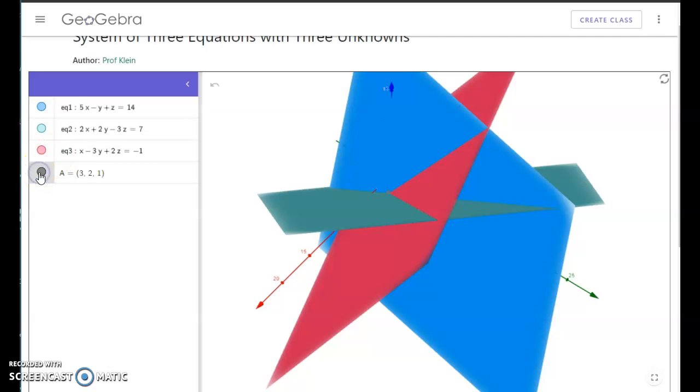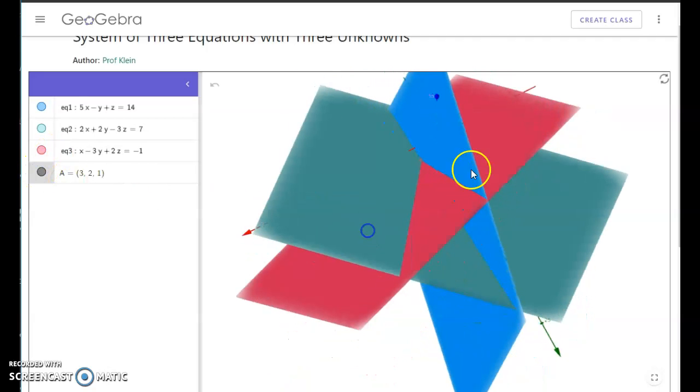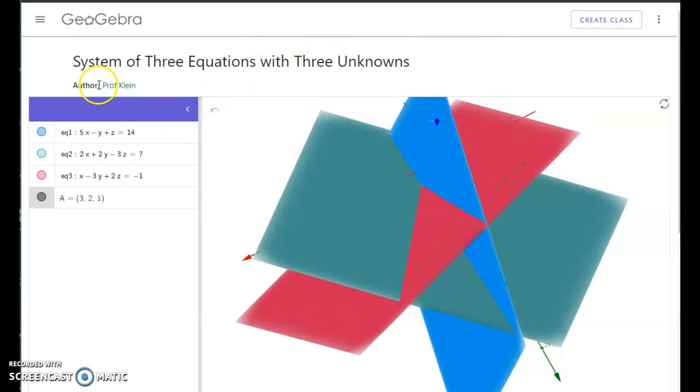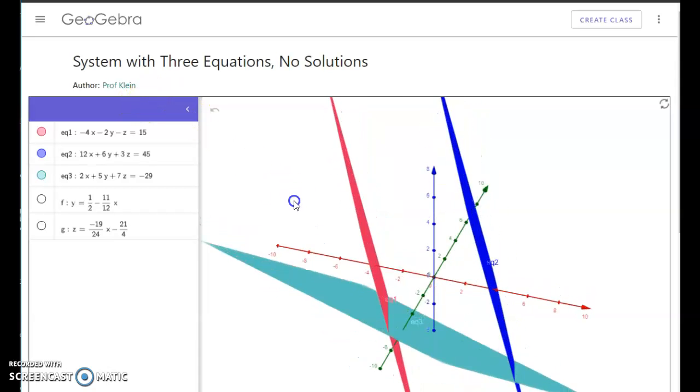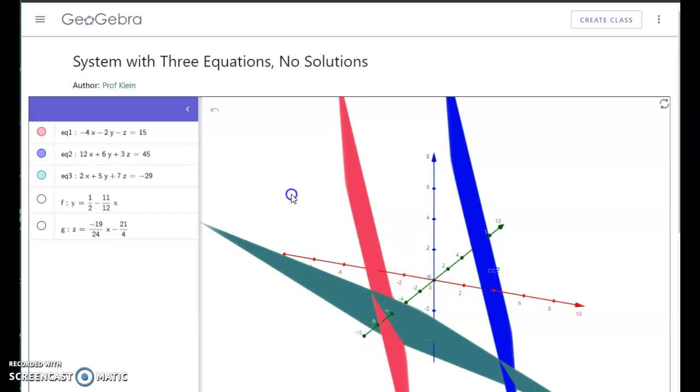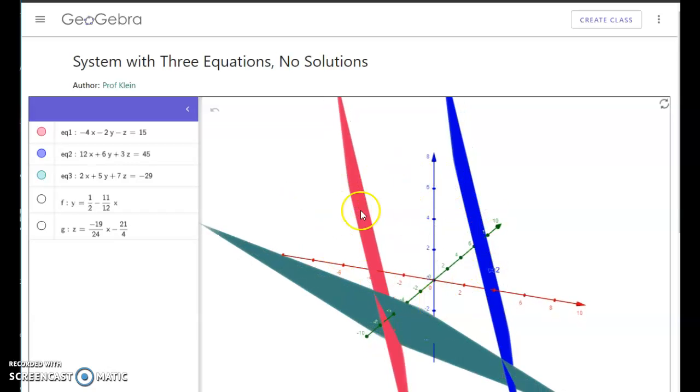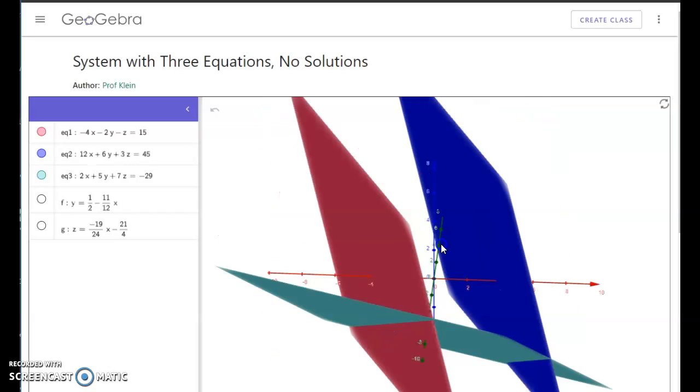If you can see that point there. So these three planes, there's one point that satisfies all three of these equations, okay? So this is a system of three equations and three unknowns. But you can also have no solutions. And what does that mean? Well, in this particular case, two of the planes are parallel. So there's no point in this space here that satisfies all three of these equations, okay?